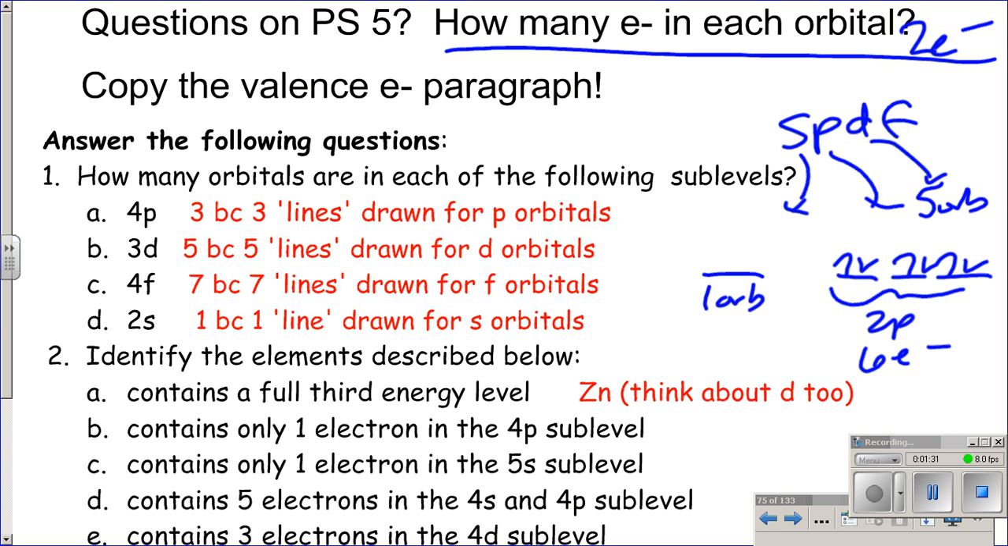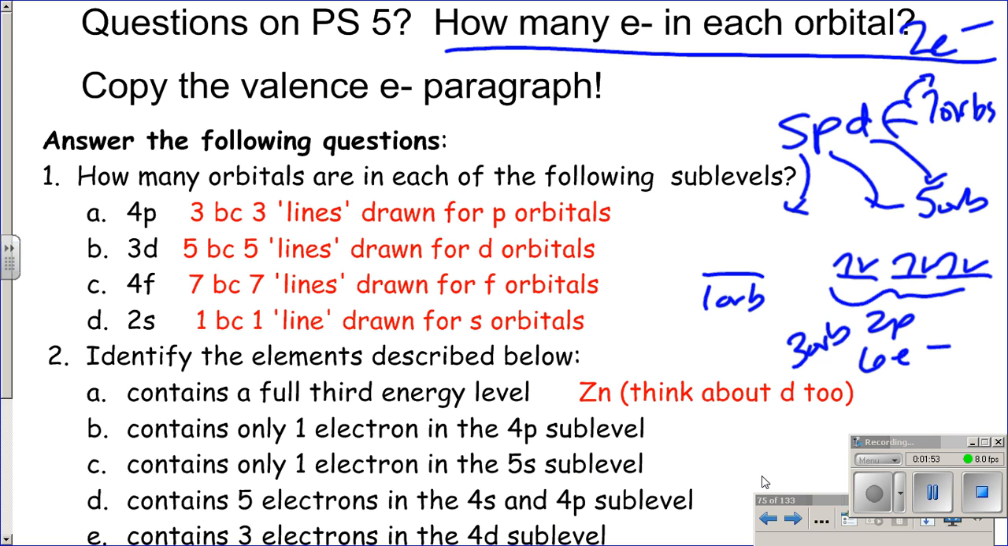And then how many orbitals for F? 7 orbitals. And so it goes from 1 orbital to 3 orbitals to 5 orbitals to 7 orbitals. So it goes up by 2 each time. And that's because we said there's 2 electrons in S block. How many electrons in P block? 6 electrons in P block.